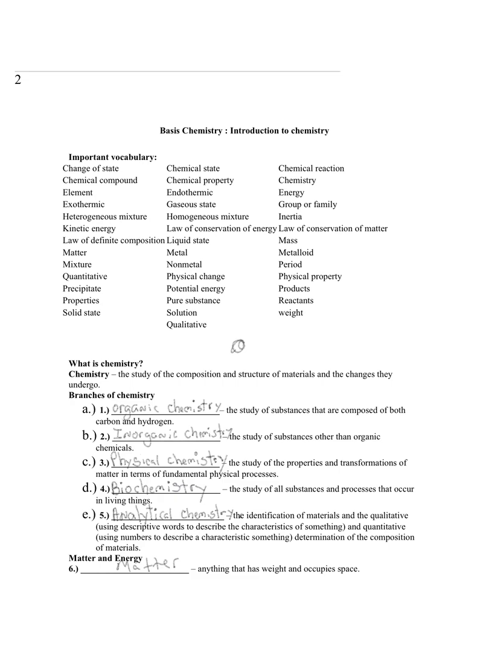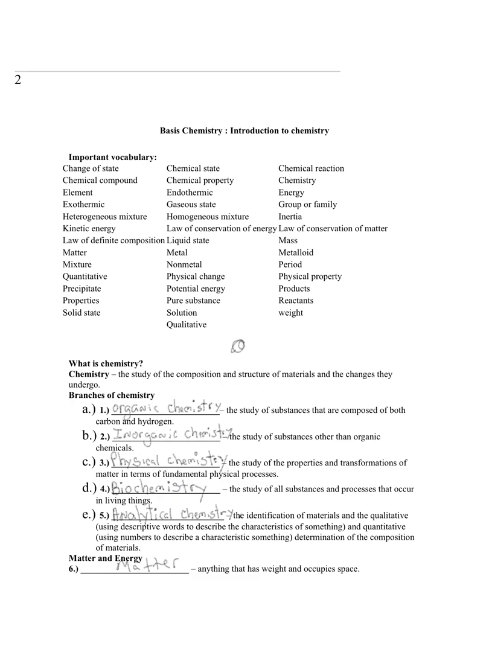So what is chemistry? Chemistry is defined as the study of the composition and structure of materials and the change they undergo. And when we look at chemistry, there are 5 major branches.